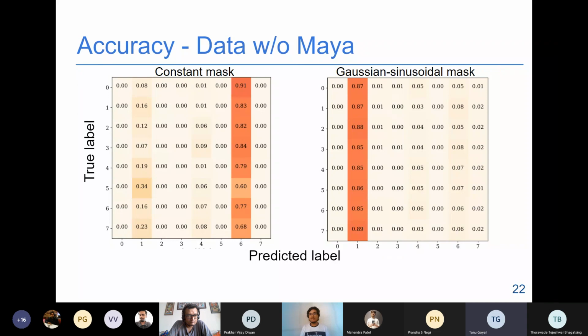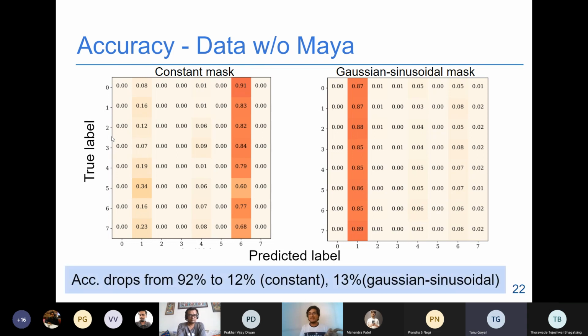So in the next two slides, I'll be presenting the confusion matrices for two masks. One is the constant mask and the other is the Gaussian sinusoidal mask. And this is the scenario where the data was collected without Maya. On the x-axis you see the predicted label, and on the y-axis you see the true label. The basic takeaway from this slide is that the accuracy drops from 92% to 12% in the case of constant mask, and 13% in the case of Gaussian sinusoidal mask.